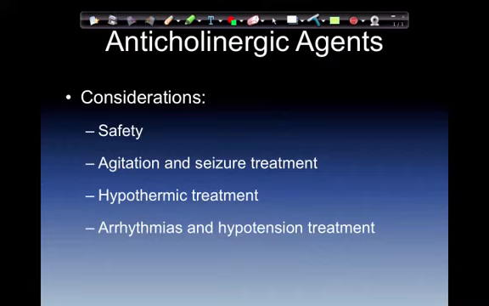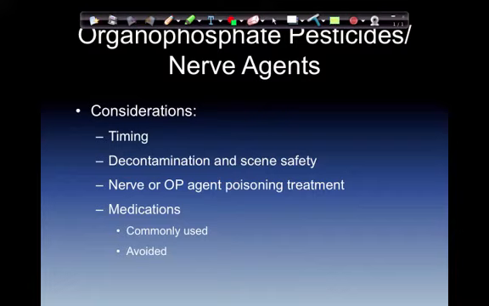Hypothermic treatment, these people are going to be hot as well. Cooling measures. Arrhythmias and hypotension treatment: IV fluids for hypotension, IV sodium bicarbonate for wide complex tachycardias caused by tricyclic antidepressants, and they can have anticholinergic effects as well. Very simply, follow local protocols, and if you think that you have somebody that has a TCA or tricyclic antidepressant overdose, the antidote for that is going to be sodium bicarbonate. Organophosphate and nerve agents. This is going to be our 2-PAM chloride and our atropine.